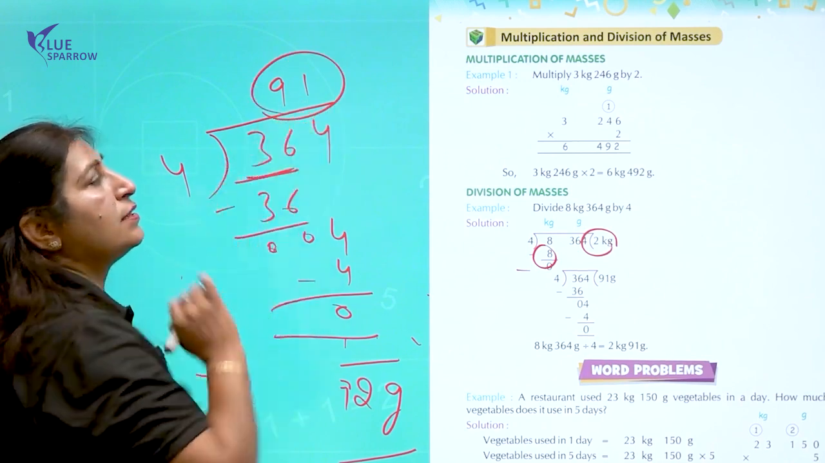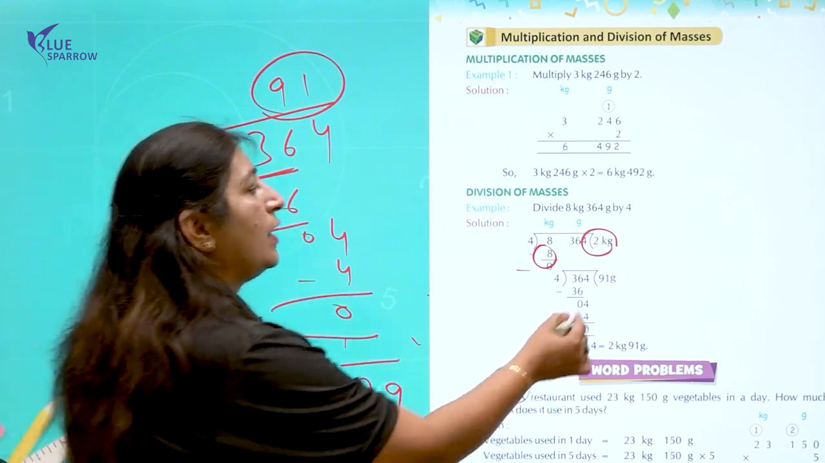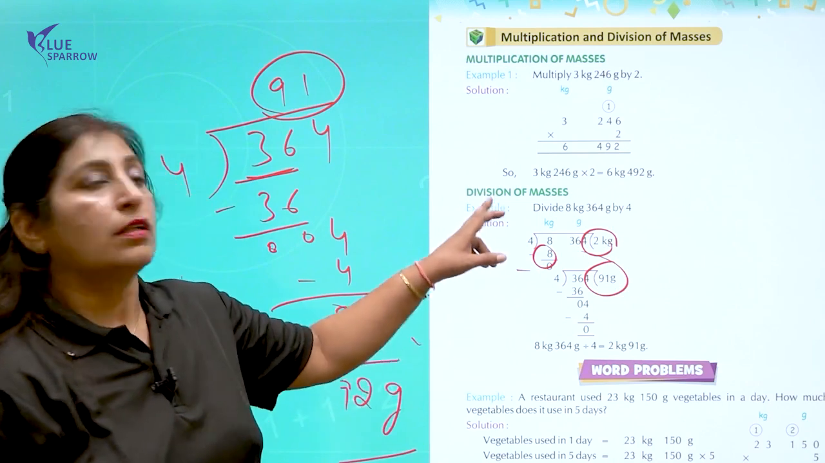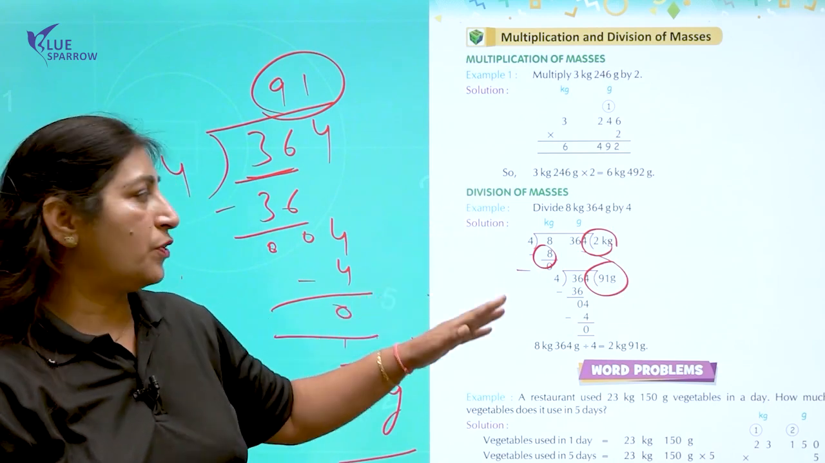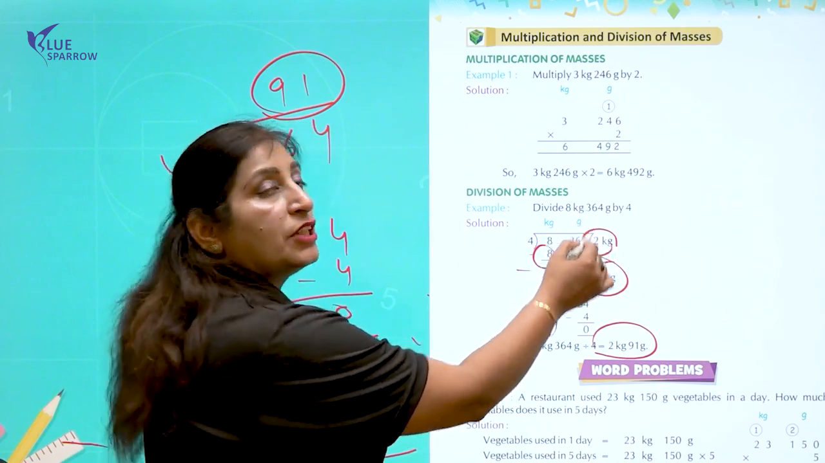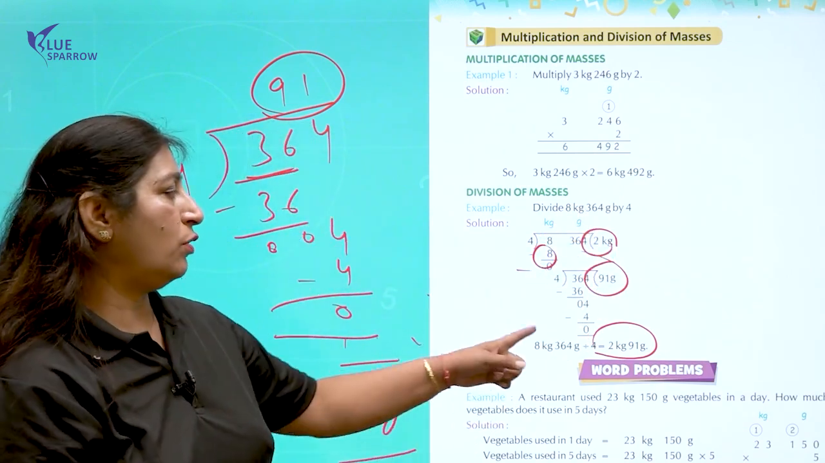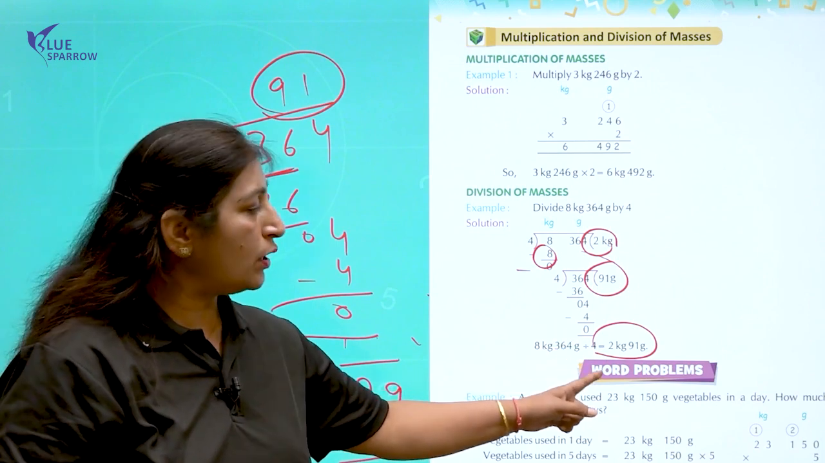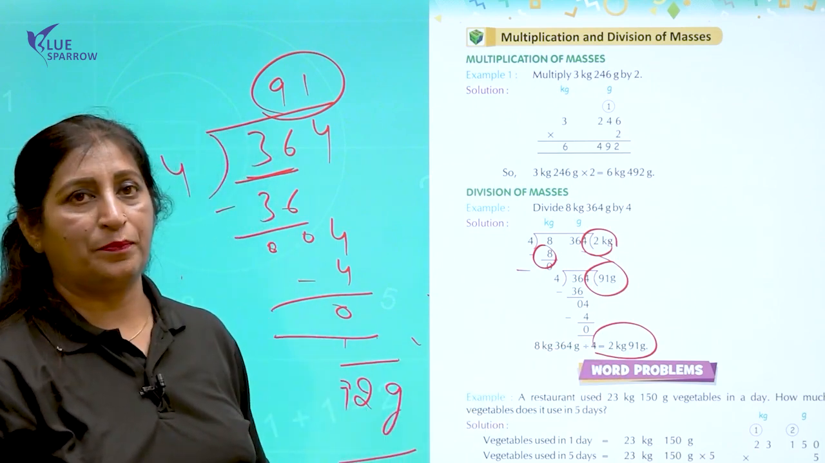So your answer is 91 in this case. So 91 would be grams here. Kilogram were 2 and grams were 91. So when you divide 8 kilogram 364 gram by 4, you get the answer as 2 kilogram 91 grams.